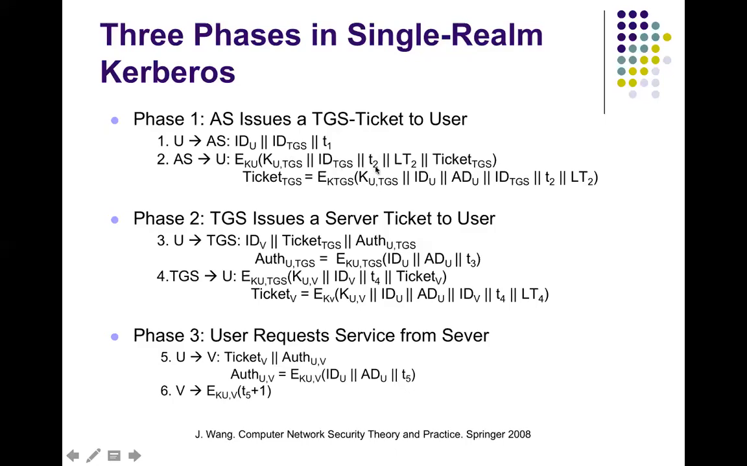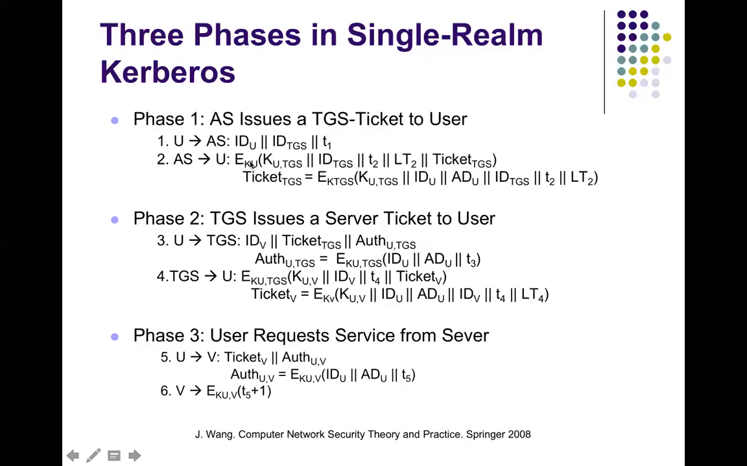It has a timestamp, T2, which is when this ticket is issued, and an expiration time. Again, this session key should not be seen by anybody else except user U and TGS server. So now it's encrypted using key K sub U, which is a key generated based on the user's password. So the user can decrypt this message.